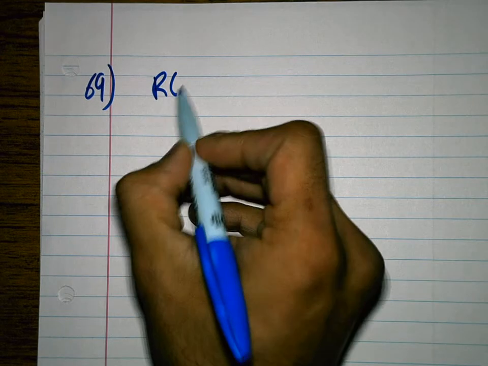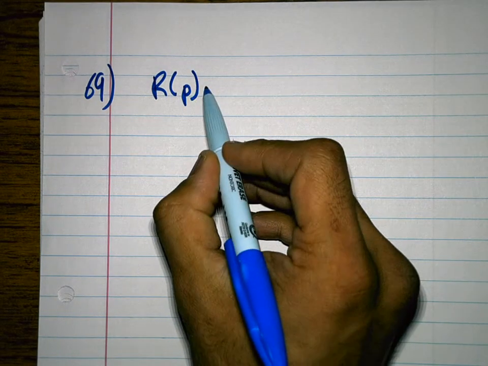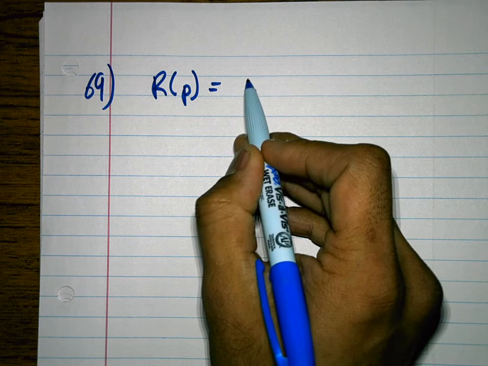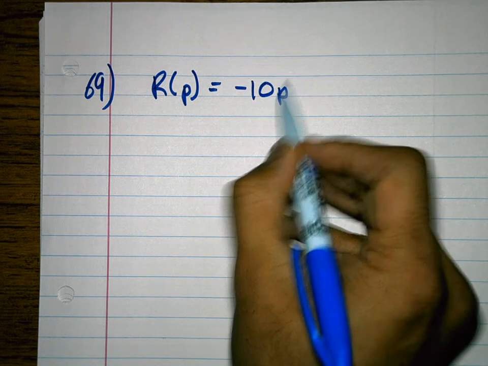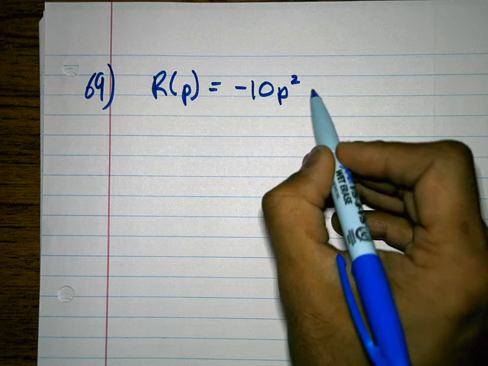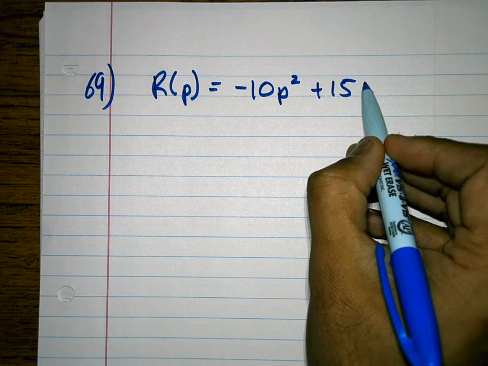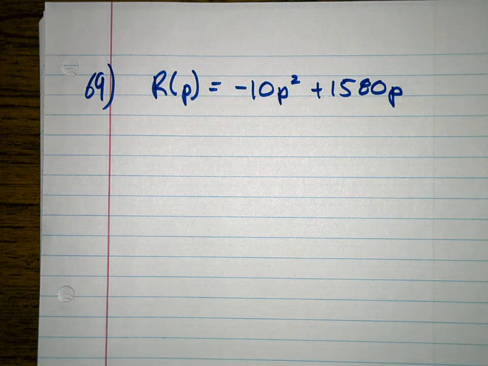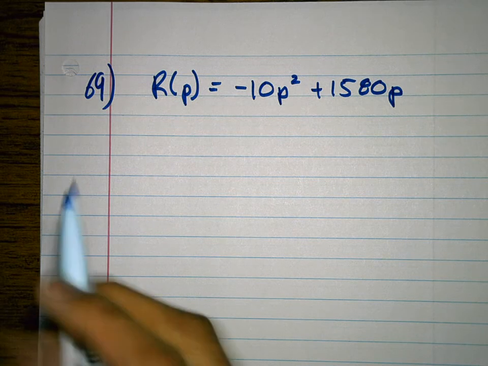Okay, and so number 69 says you have these revenues and they're approximated by this function: R of p equals -10p squared plus 1,580p. Okay, so they asked a couple of different things. Find the monthly revenue for the prices of $50, $70, and $90. I'll just set that part up for you.